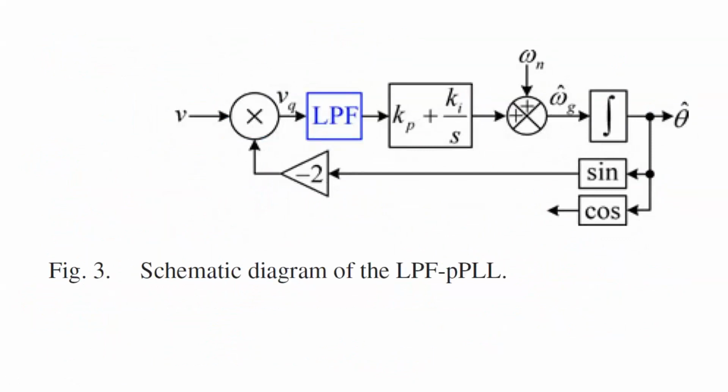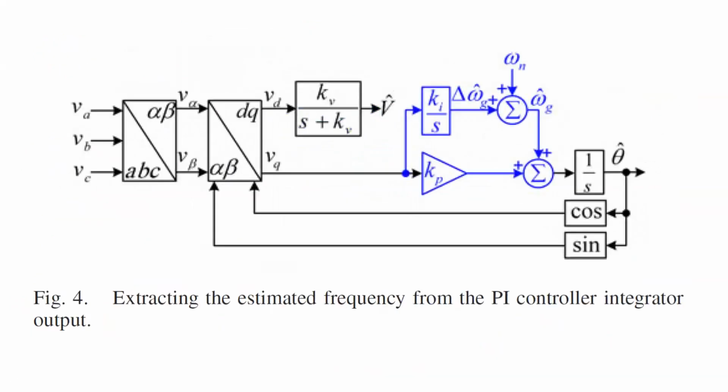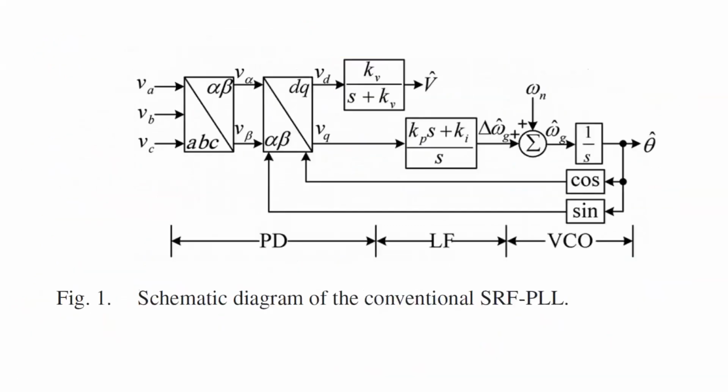Usually the phase lock loop is something similar to this. Here we have the PD, the phase detector or phase difference, this is the loop filter, and this one is the voltage controlled oscillator.